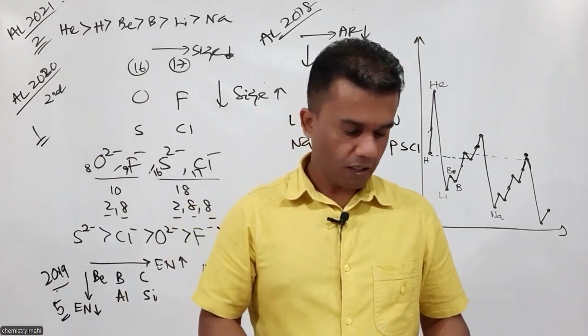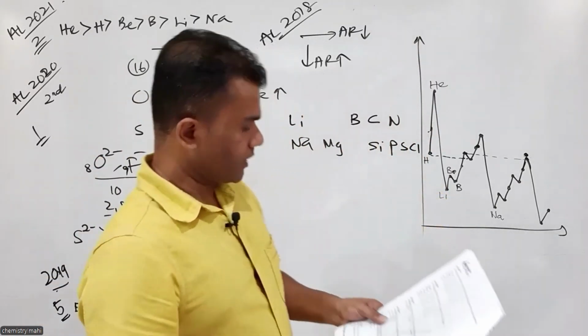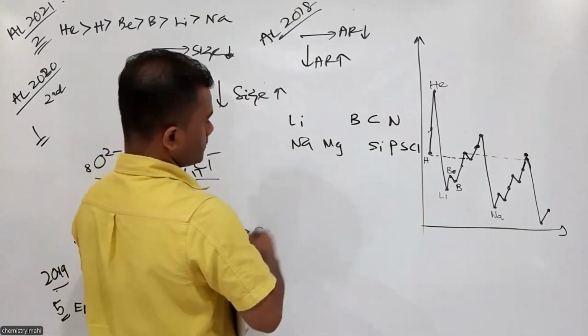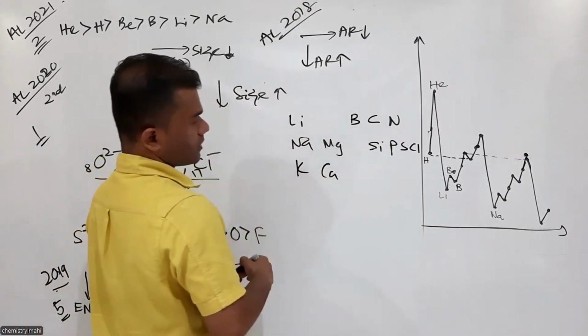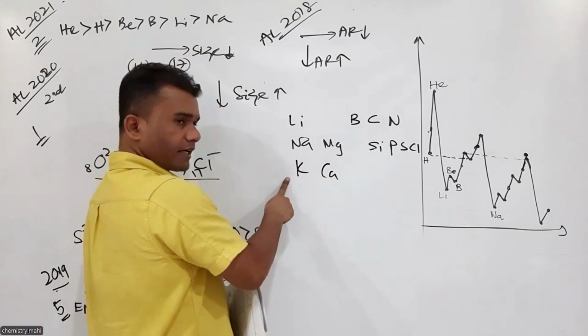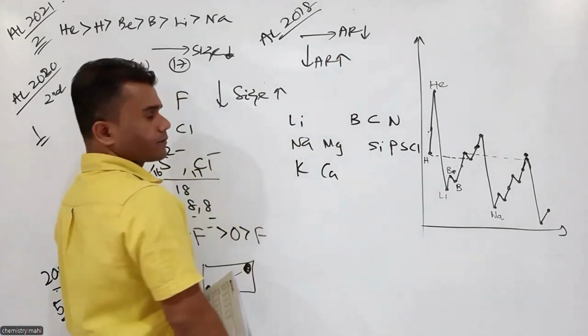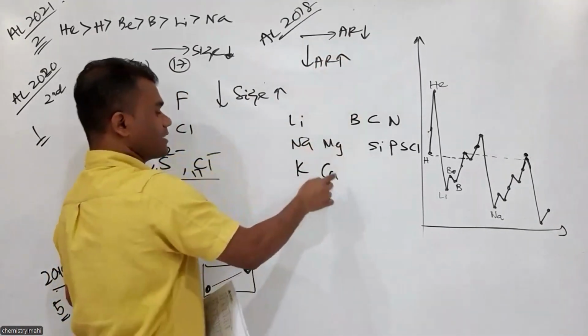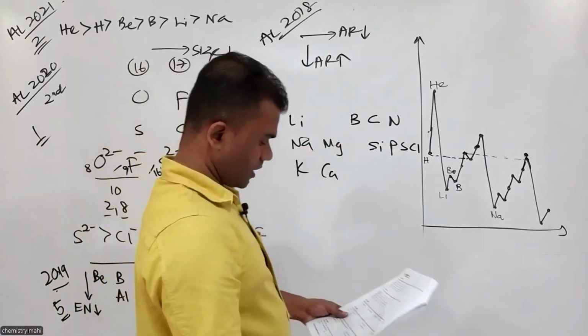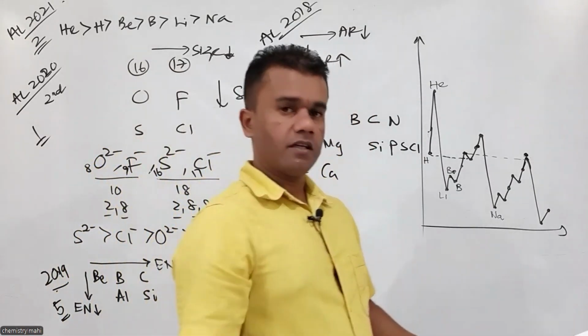No. Fourth one, lithium, sodium, potassium, calcium. Yes, lithium, sodium, potassium, correct. But potassium to calcium, again decreasing. The calcium should be smaller than potassium, not larger. Fourth one wrong. Then it should be fifth one.